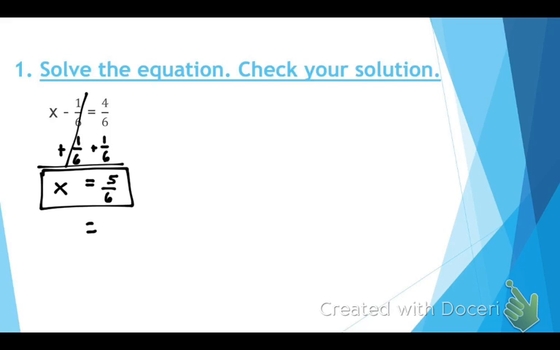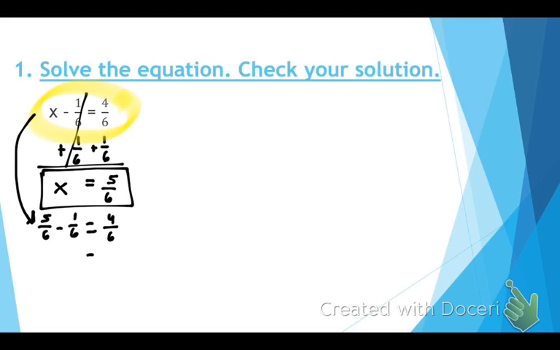Now I'm going to go ahead and check it. Drop down that equal sign first. Remember, checking it, I'm simply taking this and rewriting it down here, okay? So you're writing X minus 1/6 equals 4/6. But do we know what X is? Yes. So I can get rid of that. And what is X? 5/6.